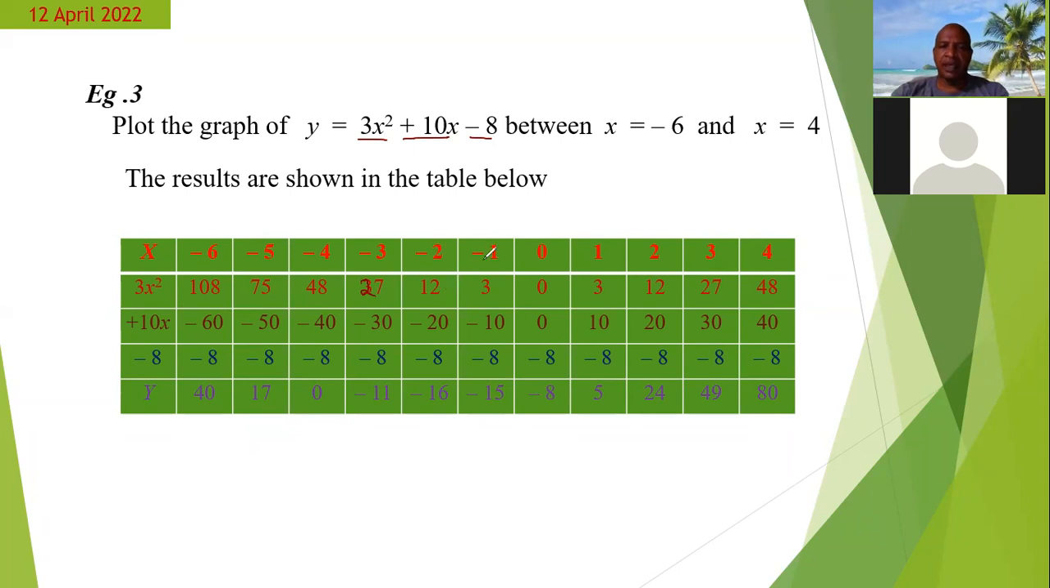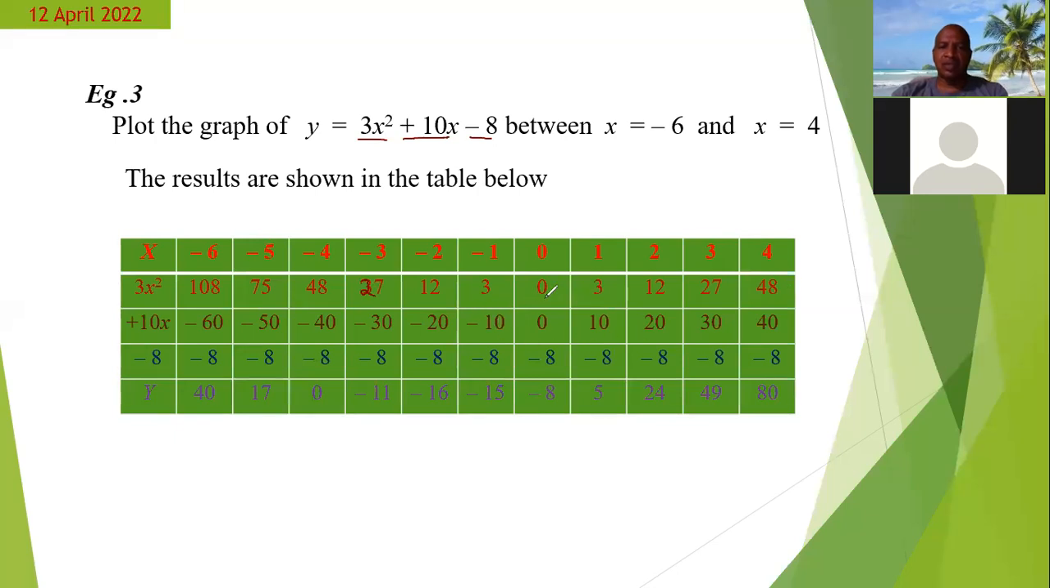Now the next one, when x is equal to -2, -2 squared give you 4. 3 times 4 is 12. -1 squared give you 1, 3 ones are 3, 0 squared give you 0 times 3, 0 times 3 give you 0, 1 squared give you 1 times 3 give you 3, 2 squared give you 4, and 3 times 4 give you 12, 3 squared give you 9, and 3 times 9 give you 27. And 4 squared give you 16, and 3 times 16 give you 48.